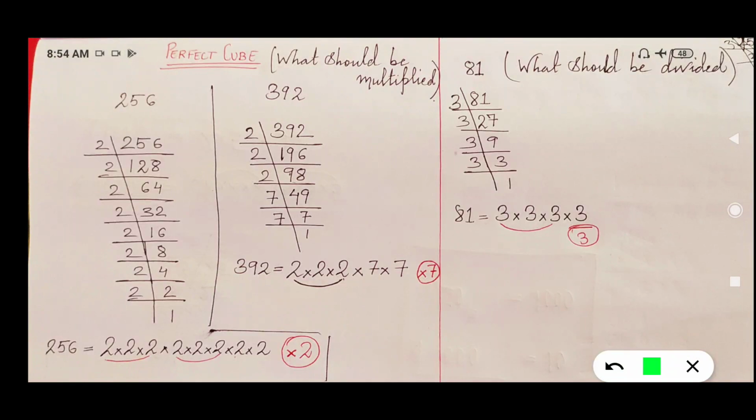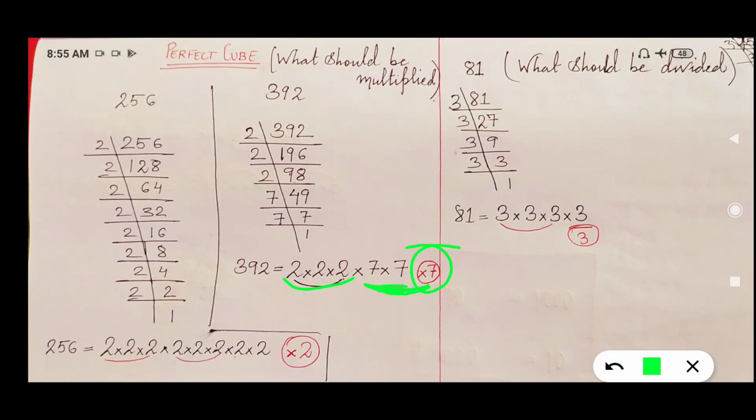Okay, one more example if you have not understood. 392. By doing the prime factorization of 392, we get 3 times 2 and 2 times 7. So let's write 3 times 2 and 2 times 7. Now if you make triplets, 2 has a triplet, but 7 is not in a triplet. So to make it a triplet, what do you have to add? Multiply one more 7, isn't it? Then it will become a triplet.